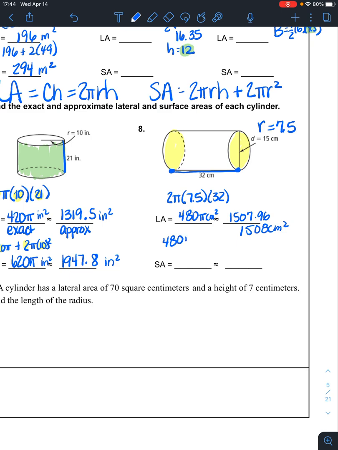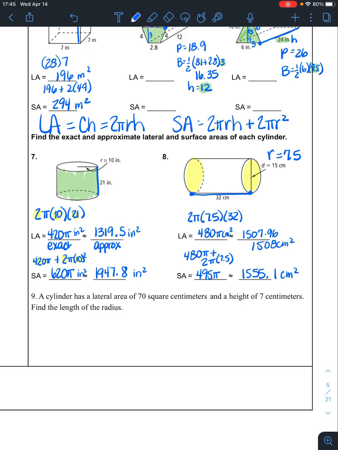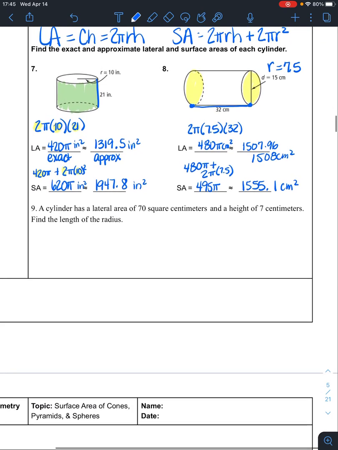Surface area, take that same lateral area, 480 pi, and add 2 more circles to it. Okay, your right and your left, your bases. So 2 times 7.5, so 480 plus 2 times 7.5. And you get 495 pi is your exact, and then approximately would be multiply out by pi. You get 1,555.0888364. So I'm going to use 1,555.1 centimeters squared. Okay, so we've got exact and we've got approximate, so make sure you understand that.